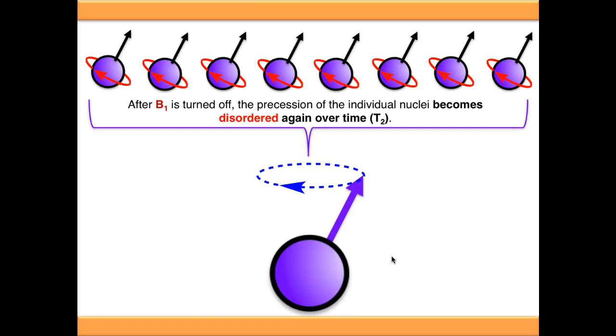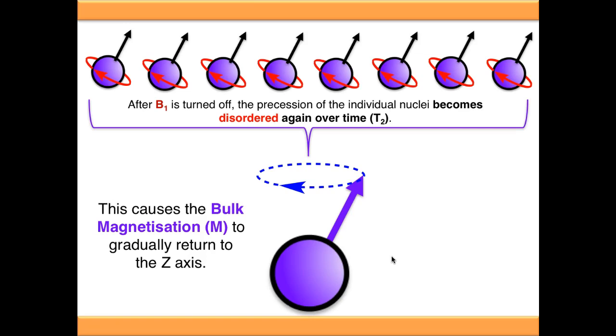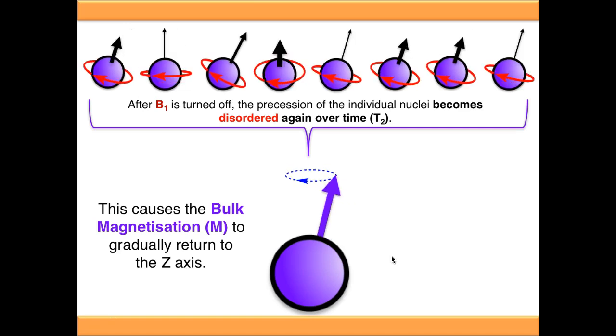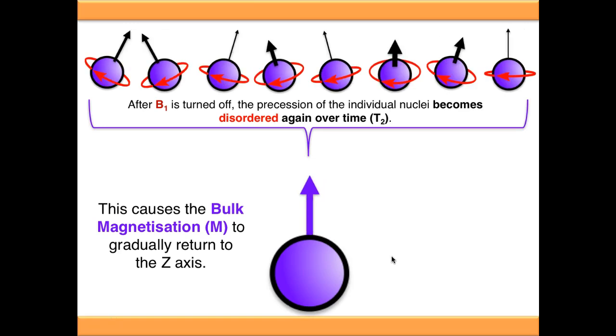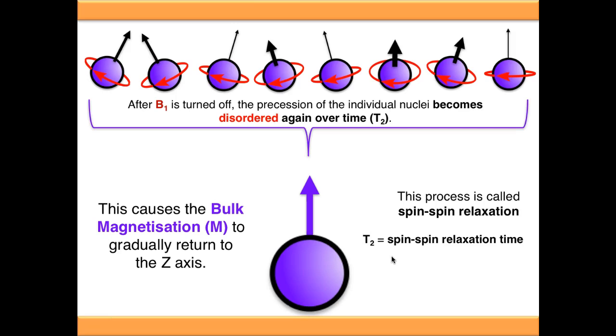So after our RF pulse is turned off, the precession of the individual nuclei becomes disordered. And this is a second time parameter called T2. Over time, this eventually causes our bulk magnetization to return to the z-axis. So as our nuclei become disordered over time, the bulk magnetization gets smaller and smaller until it eventually returns to the z-axis. This process is called spin-spin relaxation, and the spin-spin relaxation time, the amount of time that this takes, is called T2. So this is distinct from our spin lattice relaxation, or T1.